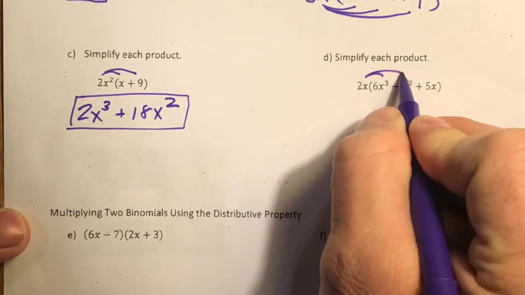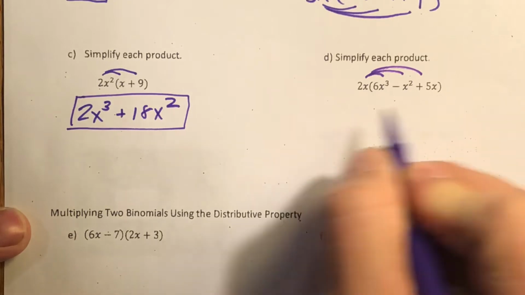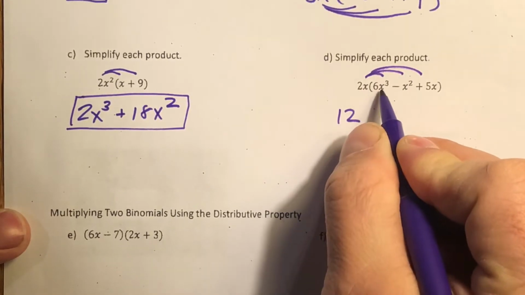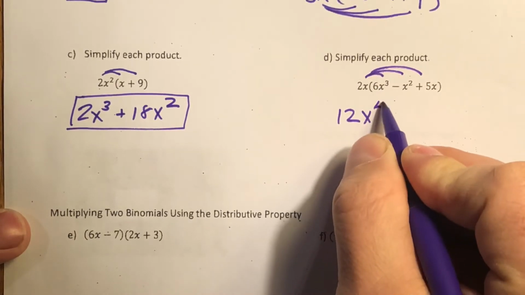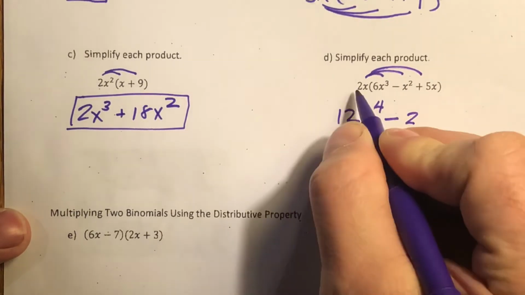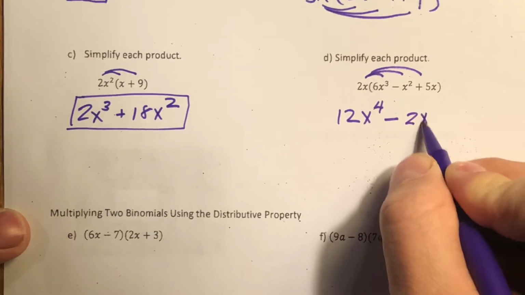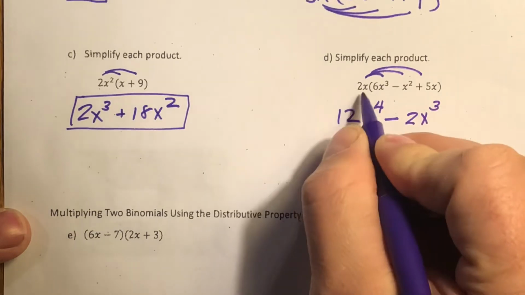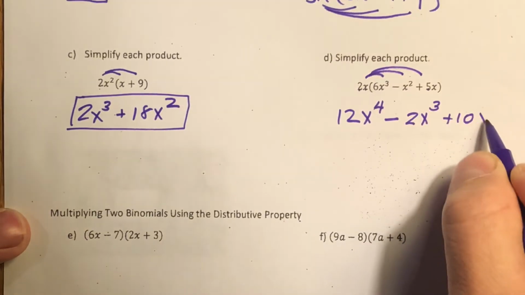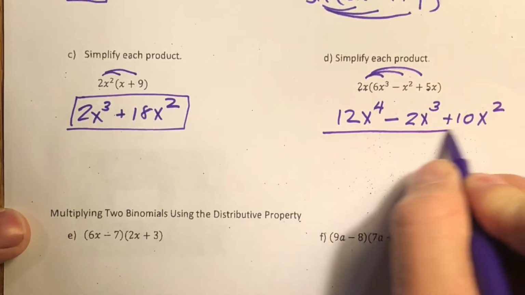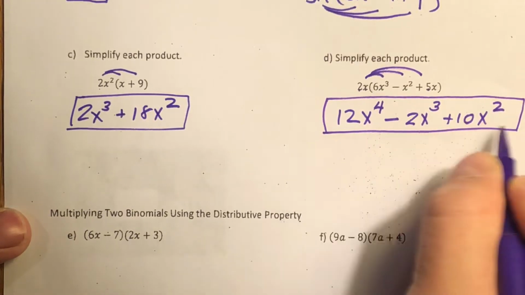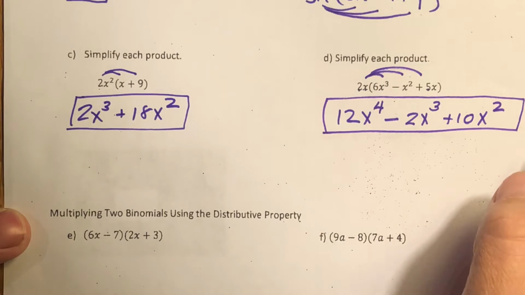All right, we're going to multiply this one 3 times. So we're going to have 2 times 6 is 12. X times x cubed is x to the 4th, minus 2 times 1 is 2. X times x squared is x cubed. And then 2 times 5 is 10. X times x is x squared. Now, none of those 3 terms are alike. They all have different exponents, so I cannot combine them. So there's my answer.